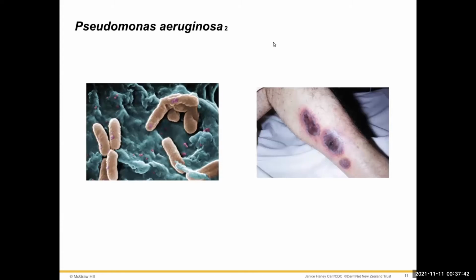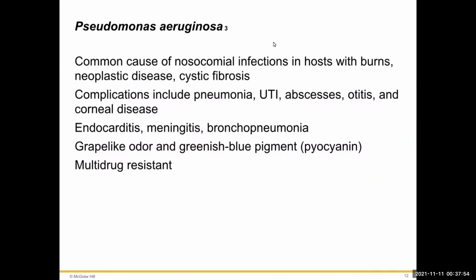That's what they look like, and this is the type of infection that occurs with Pseudomonas aeruginosa. You see nasty types of infections, and you can see the rod-shaped bacilli. Pseudomonas aeruginosa is a common cause of nosocomial infections in hosts with burns, neoplastic diseases, and cystic fibrosis. Remember, nosocomial infections are infections you contract while you're in the hospital. Complications include pneumonia, UTIs, abscesses, otitis, and corneal disease. So eyes, ears, and abscesses in the urinary tract.